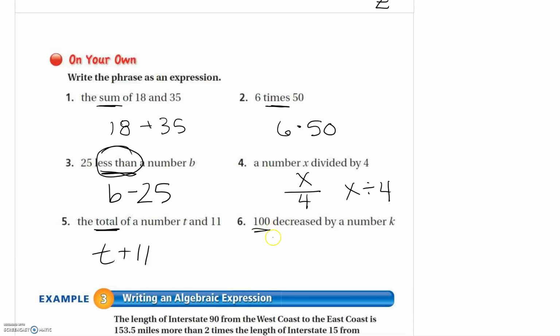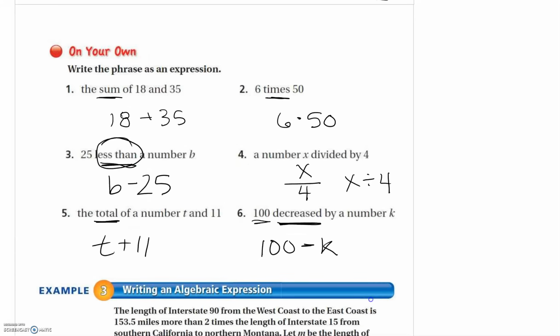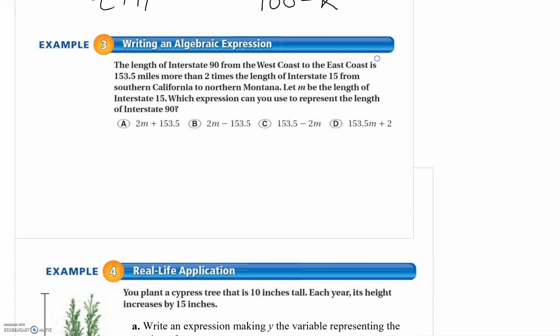Okay, so I'm taking 100 and it's decreased, so subtraction by k. Okay, so make sure that you checked your work, you did them all correct. Let's look at example 3 here.